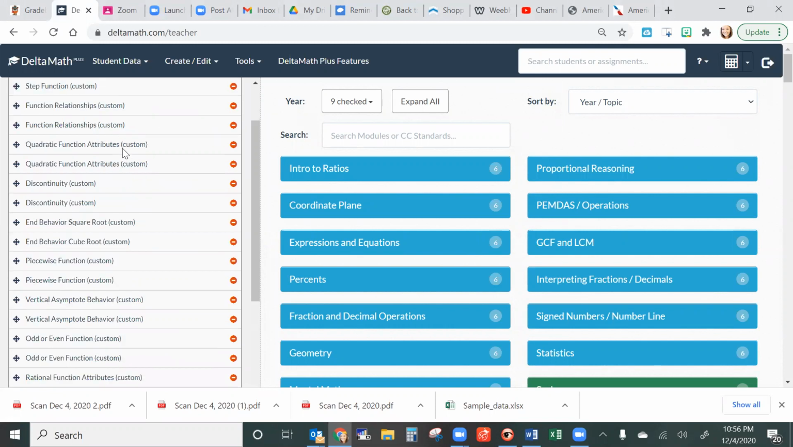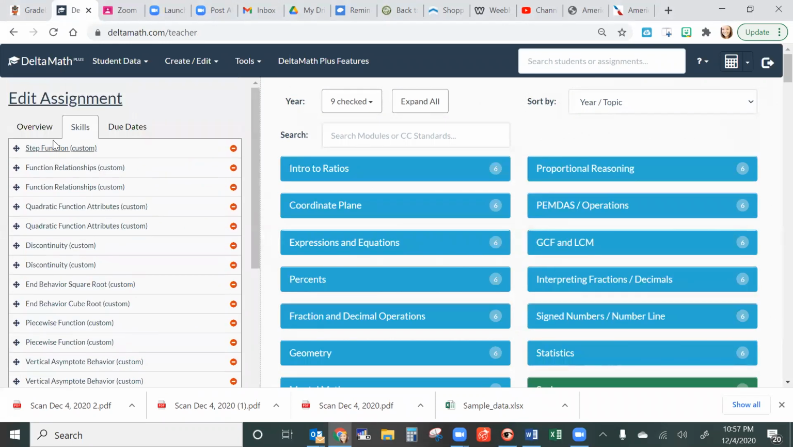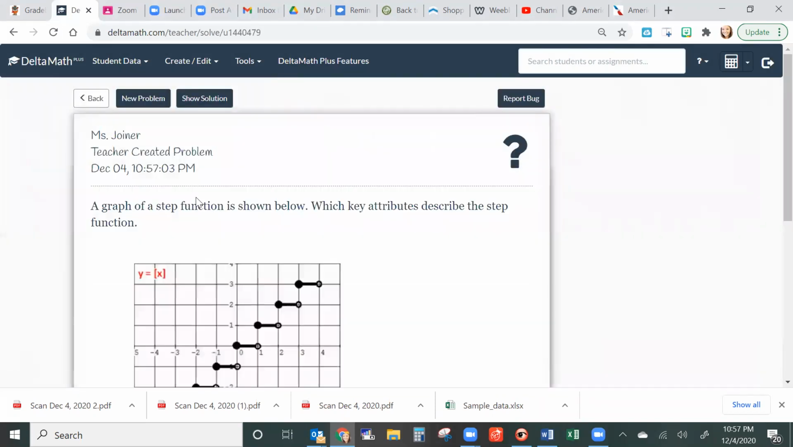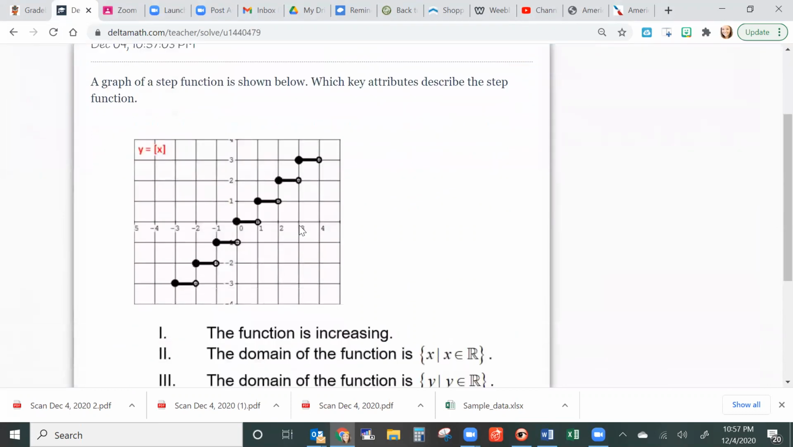Okay, so I'm going to start off here. We're just going to kind of skip around. Let's start with number 1. We have a step function here. So it says, what key attributes describe the step function?